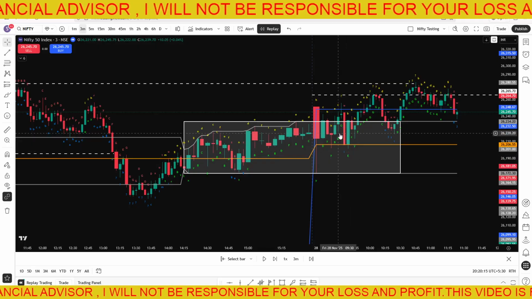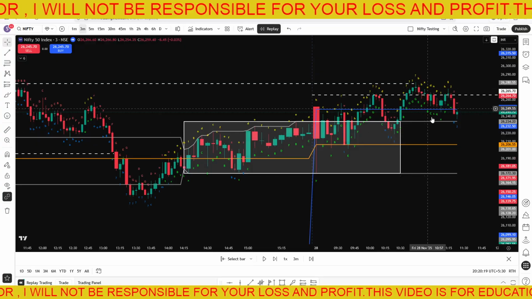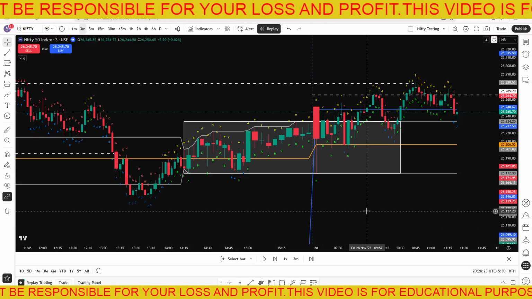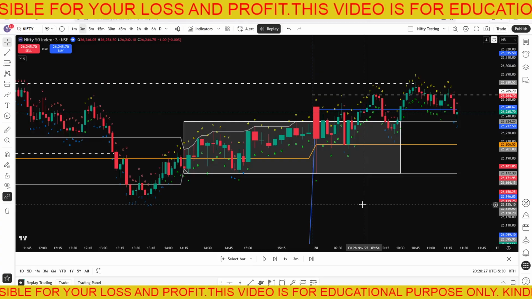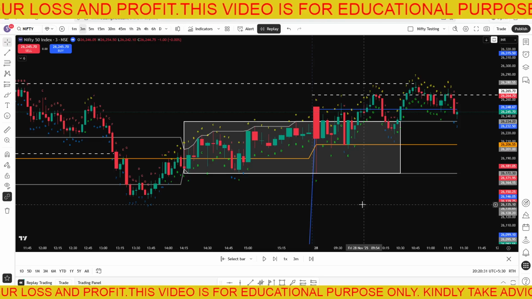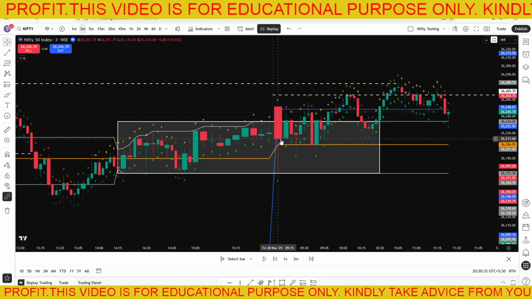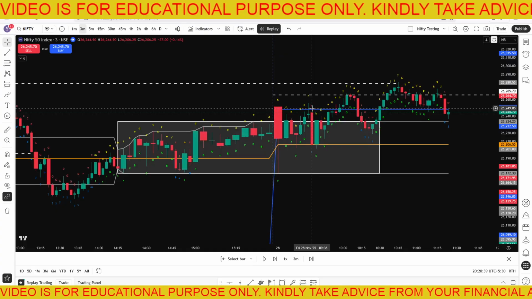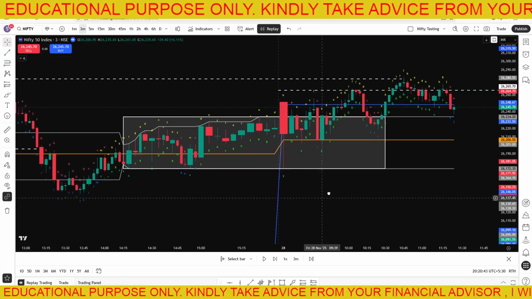As you can see, the price this day went upside, then moved downside. This was in range. So it is up to you in such scenarios whether to avoid or trade. But in both cases, you have to take the long from here and exit here, and short from here, exit here, something like that.